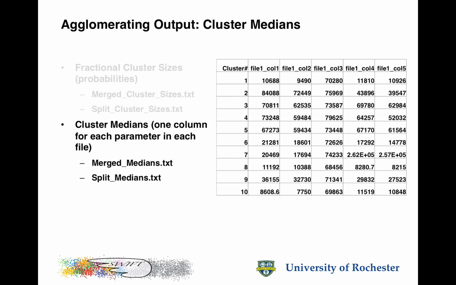There are 2 files of that sort for the 2 cluster size sets of results, and there are similarly 2 more files for the merge medians and the split medians. These files have a similar format where the cluster number is accompanied by 1 column for each file and for each parameter for that particular sample.